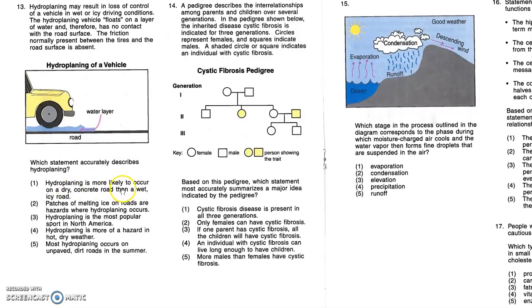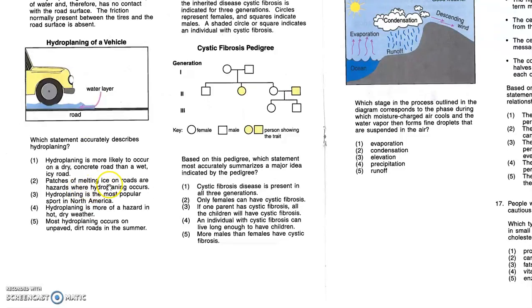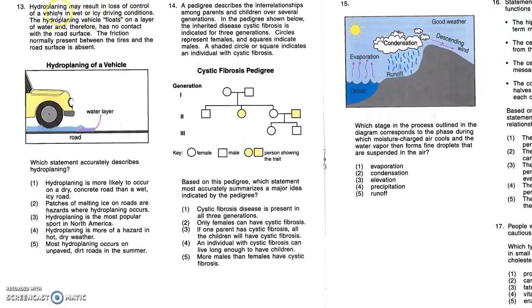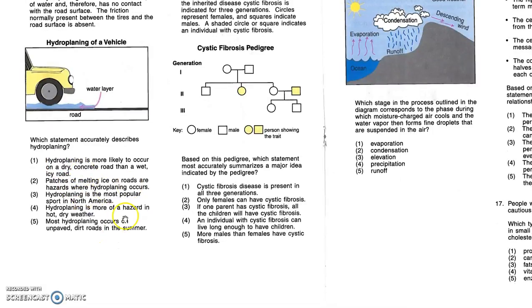Hydroplaning is more likely to occur in a dry concrete road than a wet icy road. No, exactly the opposite. It's more likely to occur on a wet icy road, so not number one. Patches of melting ice on roads are hazards where hydroplaning occurs. So what are hazards? Hazards are threats, basically. So patches of melting ice on roads are threats where hydroplaning occurs. This makes sense. They say hydroplaning occurs in wet or icy driving conditions, so patches of melting ice are hazards where hydroplaning occurs. Okay, that's it for today.